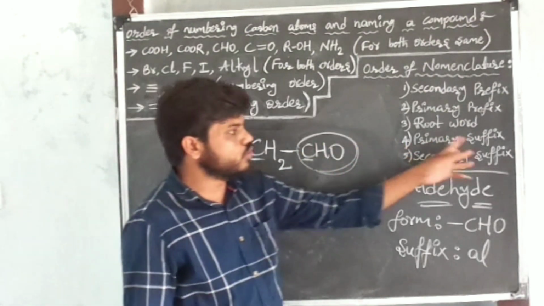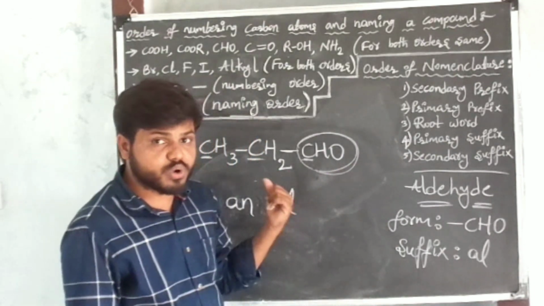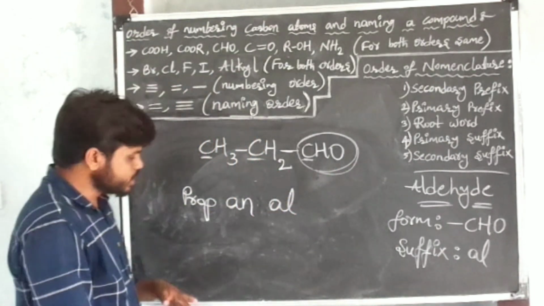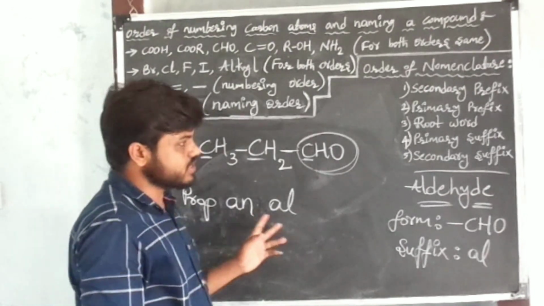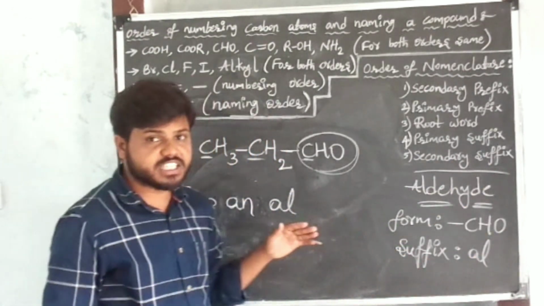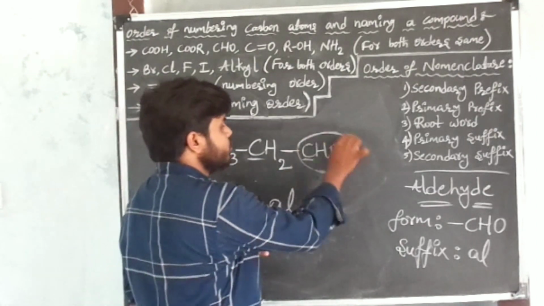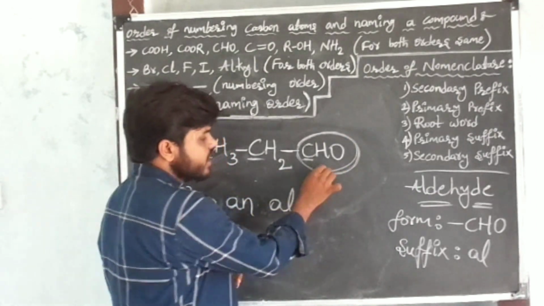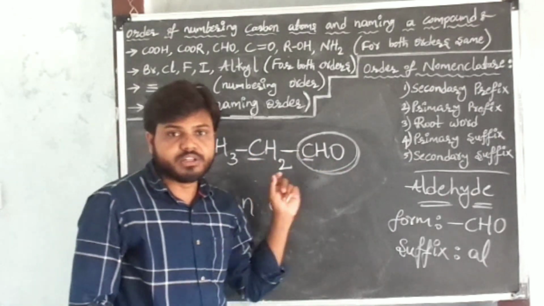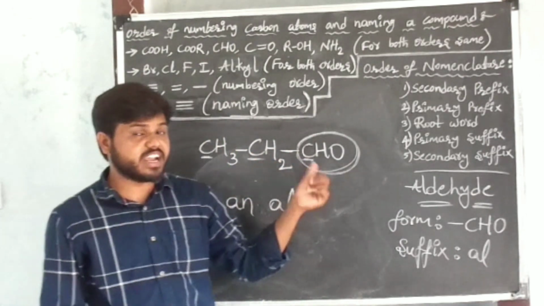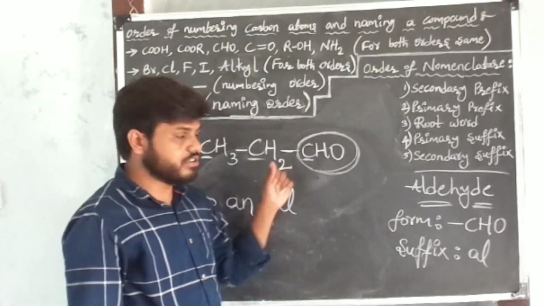After writing the root word, go to the primary suffix. Between every 2 atoms in the given carbon compound, single bonds are present. I have written the suffix of single bond, that is an. After writing the suffixes, go to the secondary suffix. Secondary suffix means functional group. One functional group is there, that is aldehyde. This aldehyde is present in the principal chain, so no need to give the numbers.